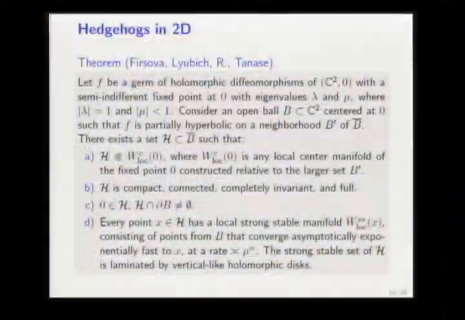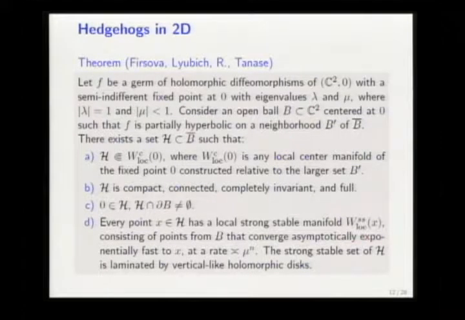So if you have a semi-neutral holomorphic germ of diffeomorphism of C^2 fixing the origin with eigenvalues lambda and mu, lambda of absolute value 1, then you consider one ball such that the map is partially hyperbolic in a neighborhood of the closure of this ball. This replaces the condition from one dimension where you took a neighborhood U on which the map was univalent in a neighborhood of the closure of U.